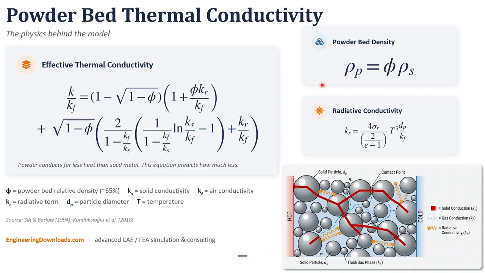These two smaller equations support it: powder bed density and the radiative term. The physics comes from Sih and Barlow, 1994, used the same way in our reference study. Getting it right matters. Too much conductivity in the model and the melt pool doesn't get deep enough.